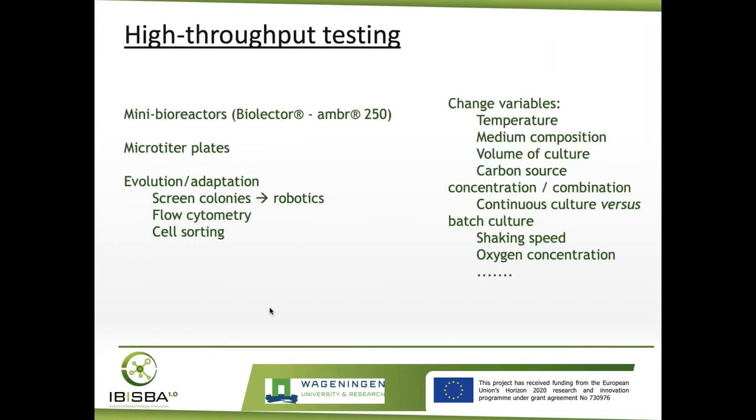Now, in many cases, we need to proceed to high throughput testing, for example, using mini bioreactors such as a BioLector, microtiter plates, because in many cases, although we achieve certain productivity, this is by far not sufficient for an industrial process. In most cases, just a little bit, and this needs to be highly optimized to have the possibility of being considered for possible industrial application.